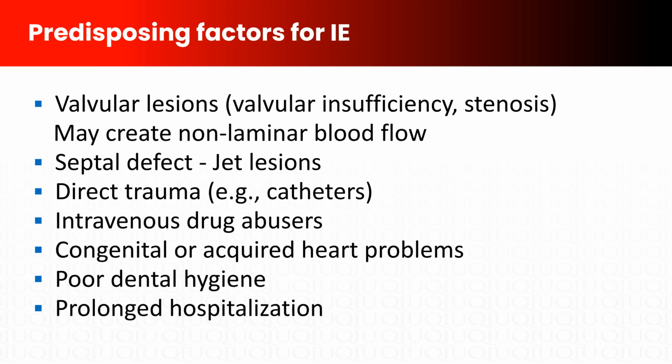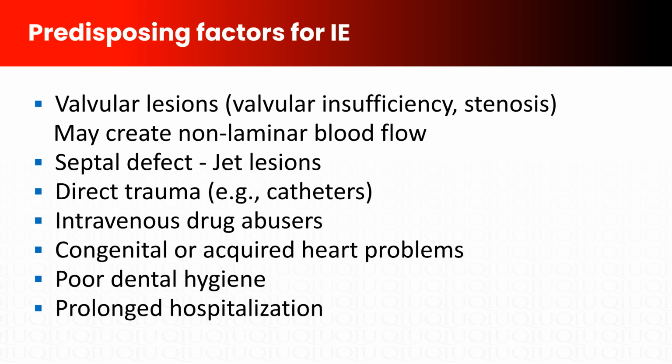These are called jet lesions and are particularly prone to infection. Direct trauma to the endocardium, such as from indwelling catheters, central lines, or cardiac procedures, creates entry points for bacteria. Intravenous drug abusers have very high risk. They repeatedly inject potentially contaminated substances directly into their bloodstream, often using non-sterile techniques. Congenital or acquired heart problems provide abnormal surfaces and blood flow patterns.